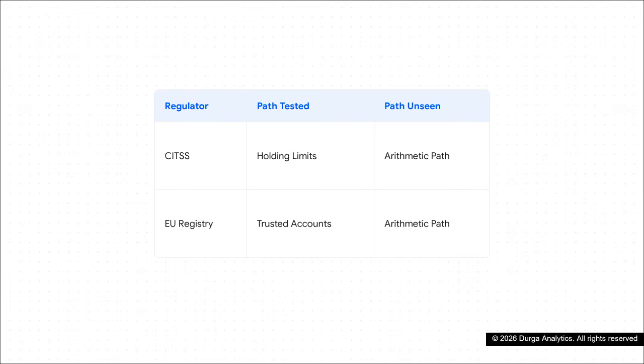First, we look at what the regulators already enforce for us. California's CITSS system already tests holding limits. The EU Union Registry enforces trusted accounts and the 4 Eyes principle. So we intentionally stop building internal redundant ETRM system checks for the paths the regulator already guards. But notice what both regulators are completely blind to? You guessed it, the arithmetic path.